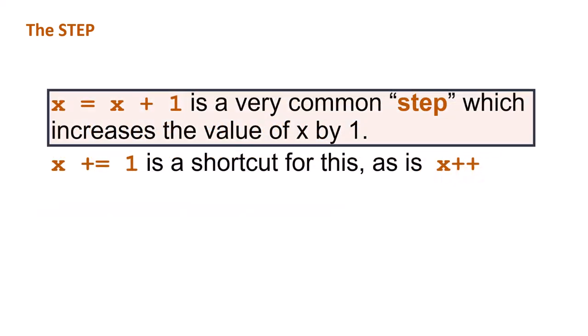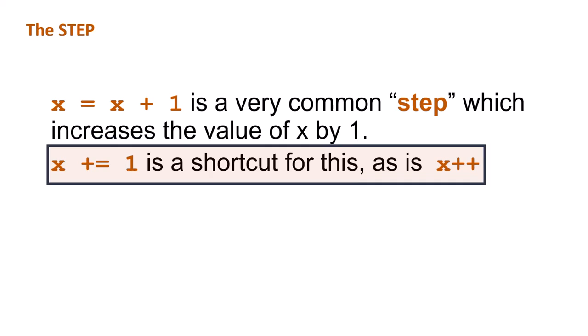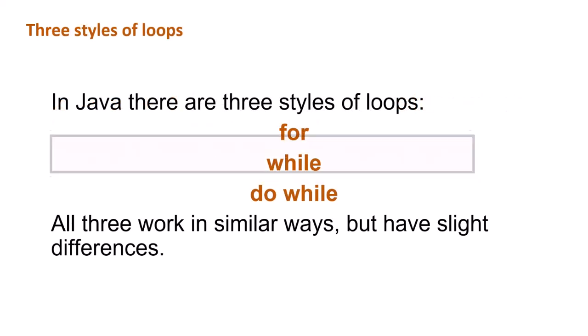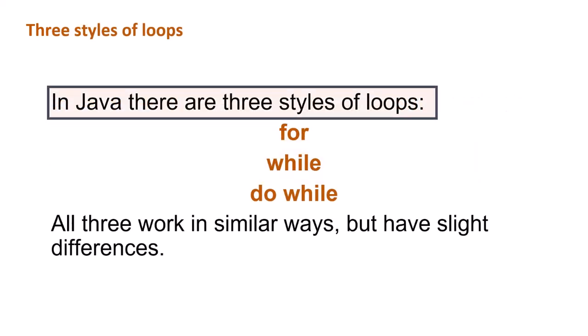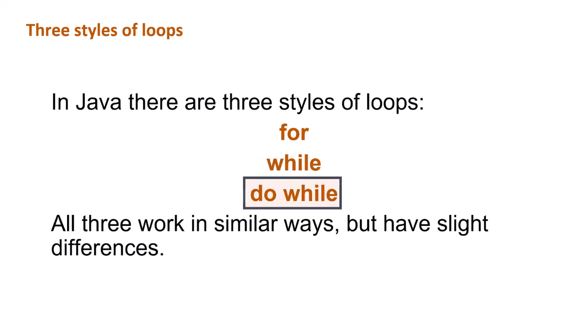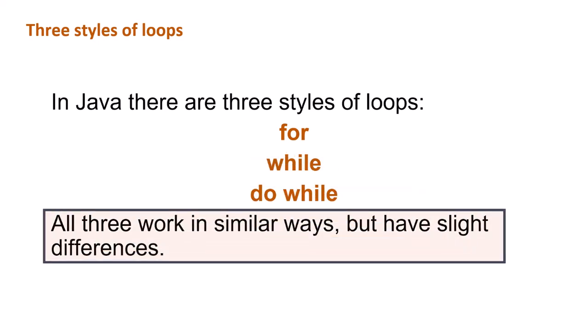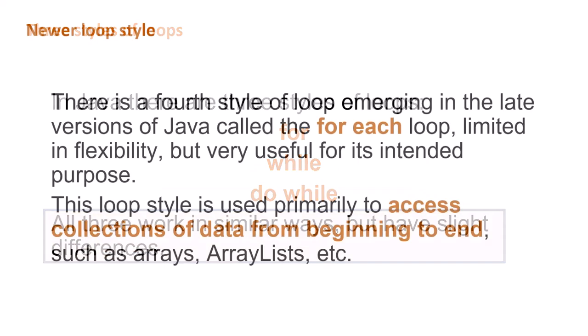X becomes x plus 1 is a very common step, which increases the value of x by 1. X plus equals 1 is a shortcut for this, as is x plus plus. In Java, there are 3 styles of loops: for, while, do while. All 3 work in similar ways, but have slight differences.